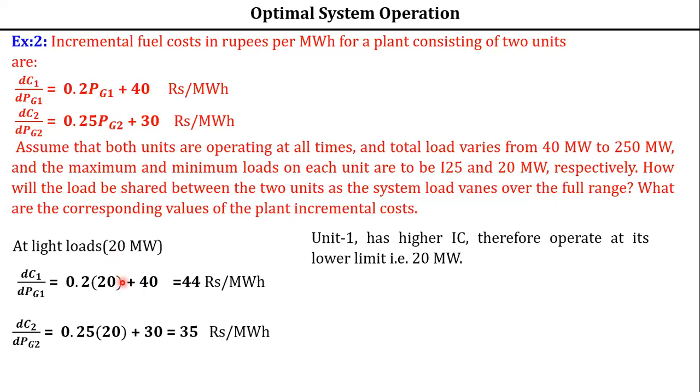This question is different. The question which I asked was different. Usually only one load is there. If only one load is there, you would have gone for this plant. Understood? But here the load is varying. Here the load is varying from 40 megawatt to 250 megawatt. It is going to vary.